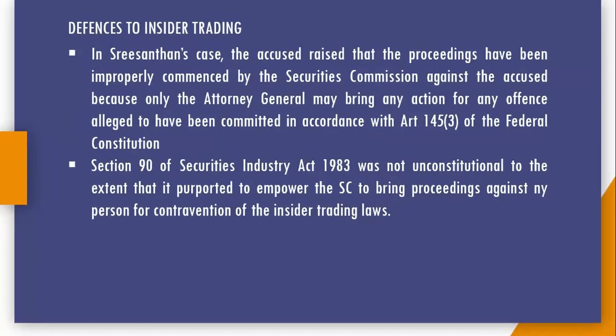Another thing is that the accused also raised that the proceedings have been improperly commenced by the SC because only the AG can bring action for an offense alleged to have been committed. This is under Article 145 sub 3 of the Federal Constitution. Article 145 sub 3 does say that for any offense, the AG may bring any action. But here, Section 90 was held, because at that time it was brought under the old act, the SIA, not to be unconstitutional to the extent that it purported to empower the SC to bring proceedings against any person. The AG can empower the Securities Commission to bring either criminal action or civil action. Okay, next slide.